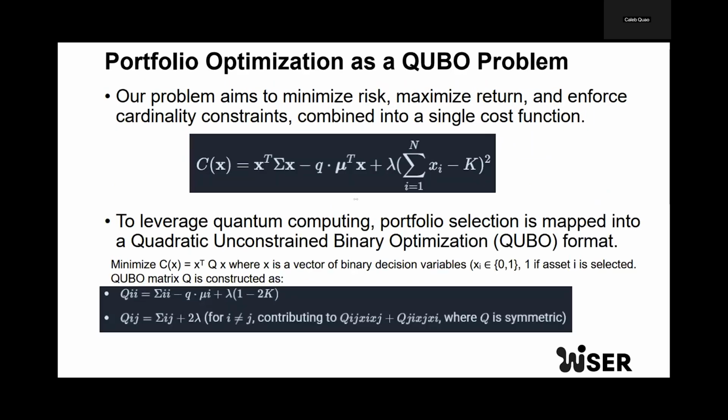QUBO formulation. Here, we move on to our optimization, where the portfolio selection is turned into a quadratic unconstrained binary optimization. The x here represents the vector of decisions, that is 1 if an asset is selected and 0 if the asset is not selected. And the Q there encodes the risk, the returns, and the constraints. So the cost function gives us a score for each given portfolio. Our job is to minimize it, which means finding the best trade-off between risk and returns under given constraints.